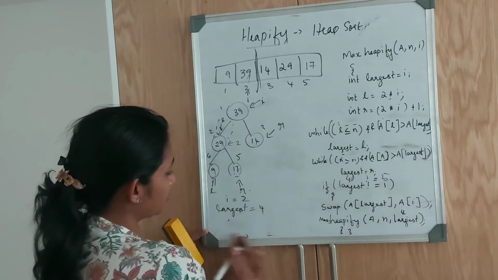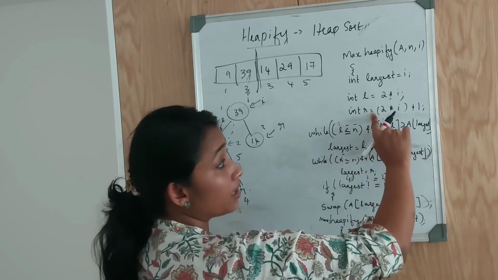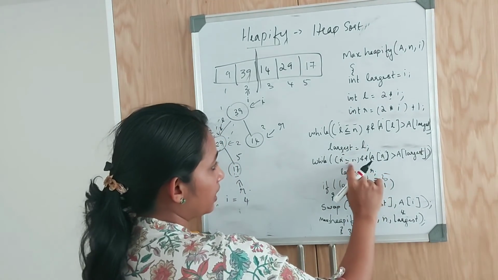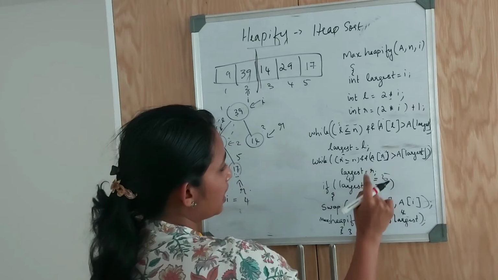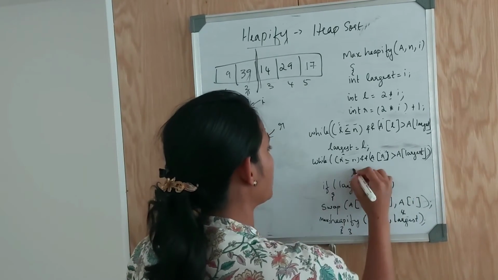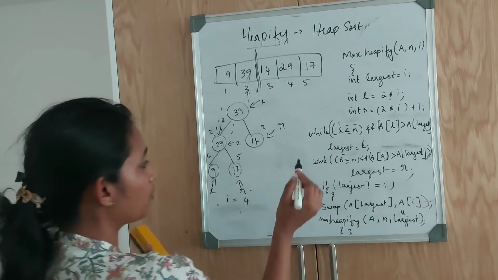So now I is going to be 4, right? It is not going to work. Why? Because L and R will be updated and this condition will be false. Okay, this and this is going to be false, and largest is equal to R. Okay, so now what is it?